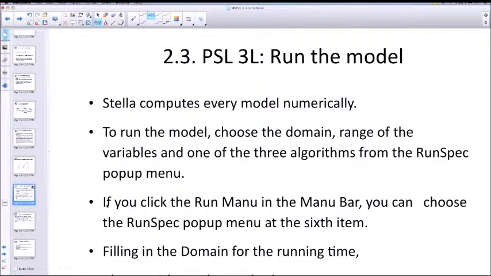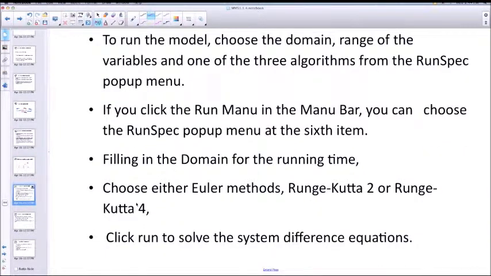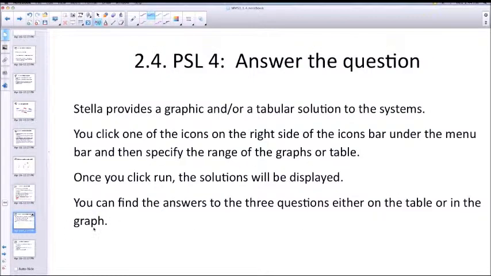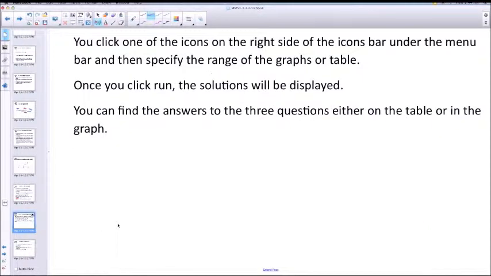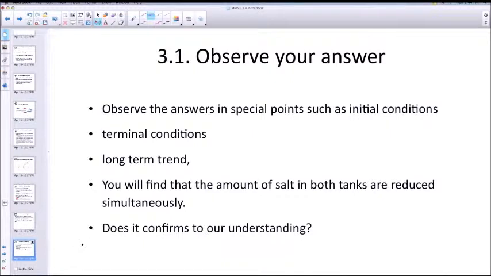Once you finish your math model, then you run the model. I have a little more detail. You can choose Euler method or Runge-Kutta. I always recommend you choose the Runge-Kutta 4. Well, then you answer your question by simulating the result. And after this, you observe your answer.